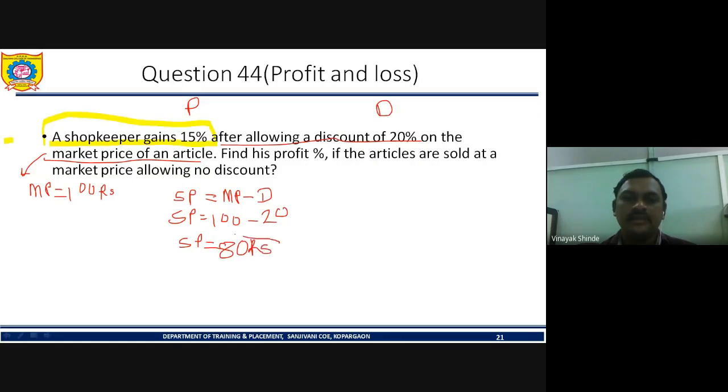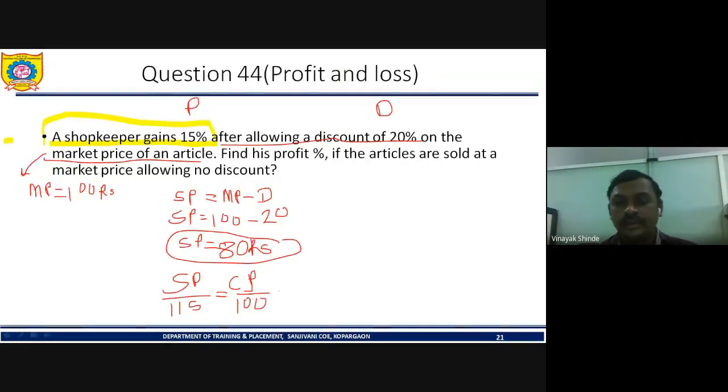And this selling price of 80 is with a profit of 15%. So this selling price gives 15% profit. So it is 100 plus 15, 115, is equal to cost price by 100. Okay, so calculate the cost price. So cost price will be 80 into 100 by 115.